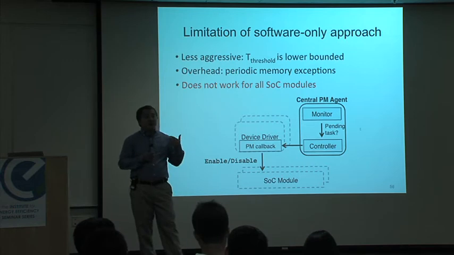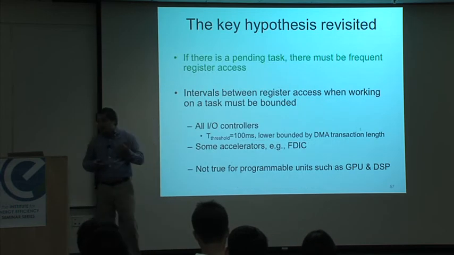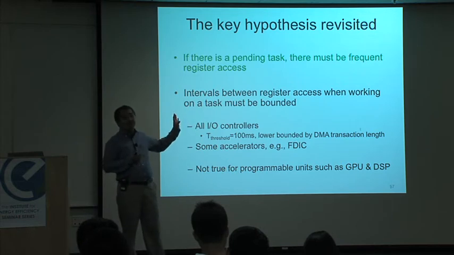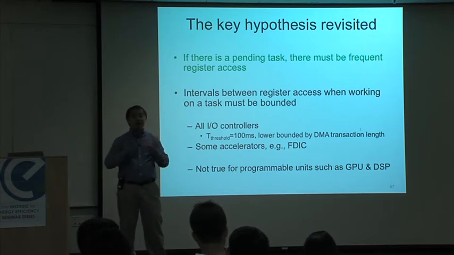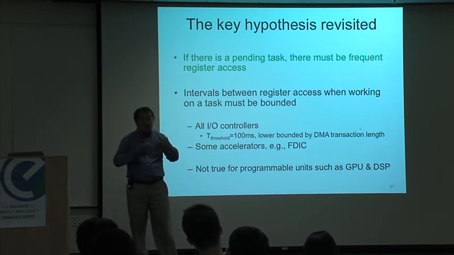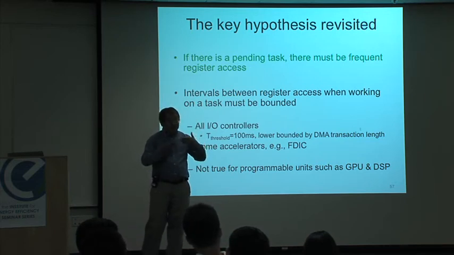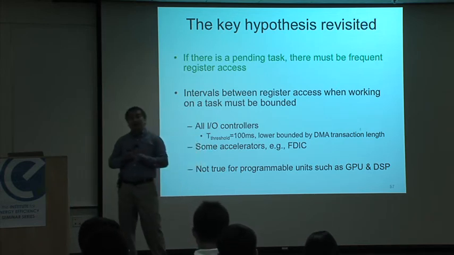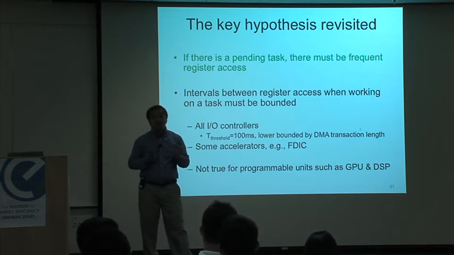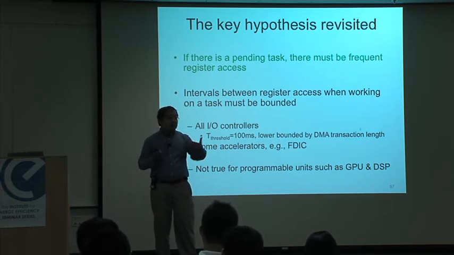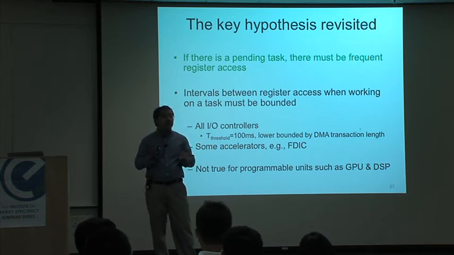Some modules, let's revisit this assumption again: if there's a pending task, there will be frequent register access. We basically found this true for all the I/O controllers. Any I/O, the SPI, I2C, GPIO, USB, because you're sending packets out. If you have packets queuing there, the system is always putting things out, right? There's always register access. But for some computational modules it is also true. For example, a face detection IC, right? That module works on a stream of frames from the camera. Therefore, it's bounded by the frame rate, which is about 20 to 30 frames per second.